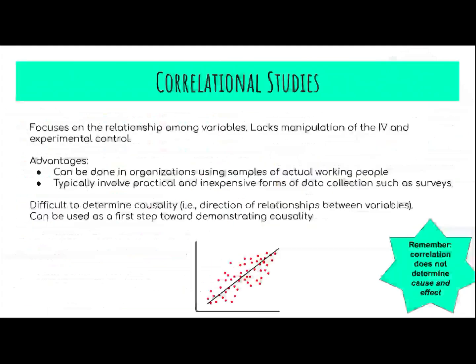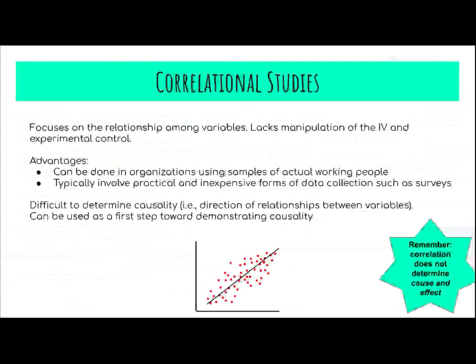Now we'll talk about correlational studies. The most important thing to remember about these kinds of studies, correlational studies, is they do not determine cause and effect. These are different than an experiment, and they do not allow us to look at cause and effect. There is no independent and dependent variable because we don't know what causes what. However, what a correlational study does tell us is how highly related different things are to each other.